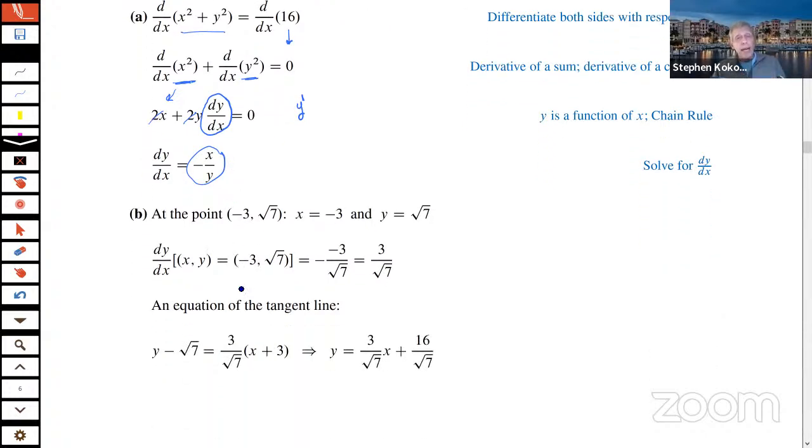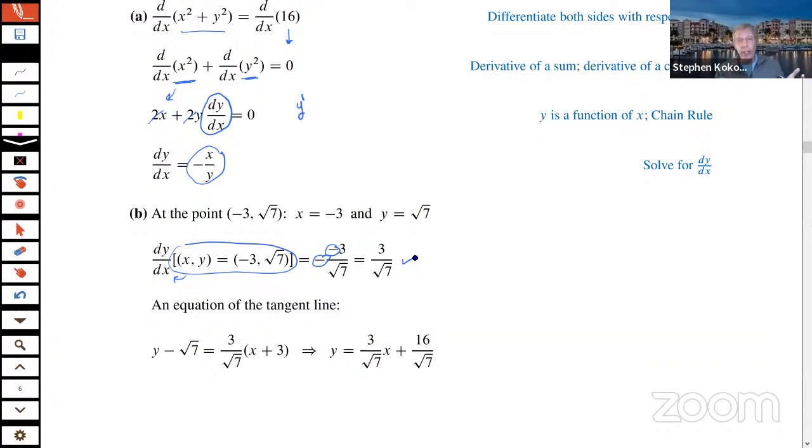So at this point, (-3, √7), I want to find the equation of the tangent line. Well, this is kind of weird notation here. I should probably write this a little bit better. Maybe I'll correct that tomorrow for you, Curtis. Maybe I should write that down there as a subscript. But I want to find the derivative where (x, y) is equal to (-3, √7). So all I do is plug in x equals -3, y equals √7. I think I got a couple of negative signs there that cancel out. And there's the slope of the tangent line.